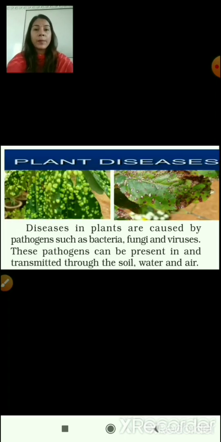Now we will discuss the third type of protection which is required for the plant, that is plant protection from different types of diseases. Children, you know that we human beings suffer from different types of diseases. In the same way, plants can also suffer from different types of diseases which can be caused by various types of pathogens like bacteria, fungi, viruses, etc. And these pathogens can be transmitted to the plant through water, air.